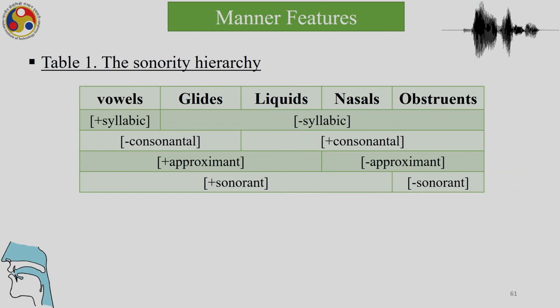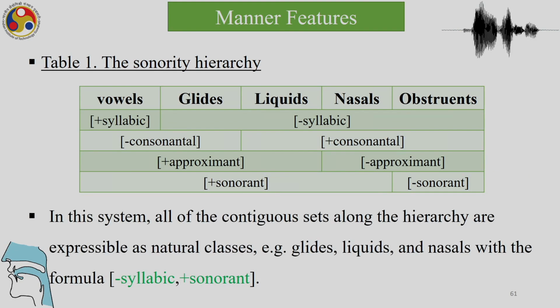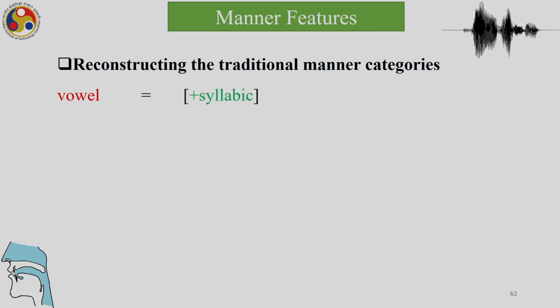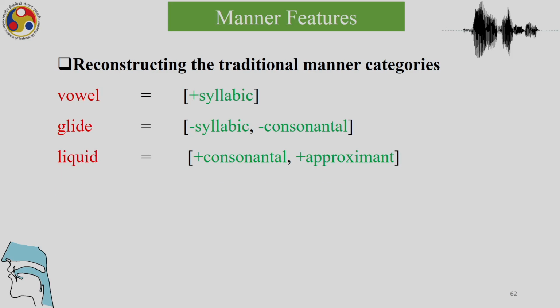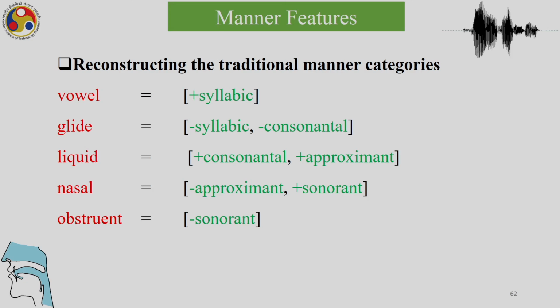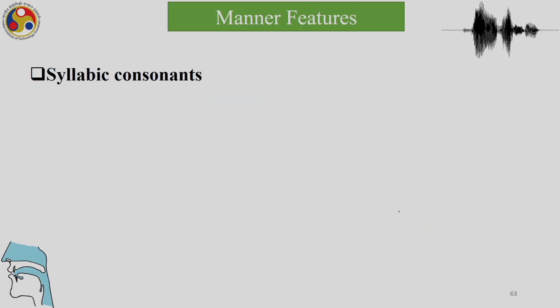And this is the sonority hierarchy. In this system, all of the contiguous sets along the hierarchy are expressible as natural classes, glides, liquids and nasals with the formula minus syllabic plus sonorant. So, vowel is plus syllabic, glide is minus syllabic minus consonantal, liquid is plus consonantal plus approximant, nasal is minus approximant plus sonorant, obstruents are minus sonorant. So, these are your most important traditional manner categories.